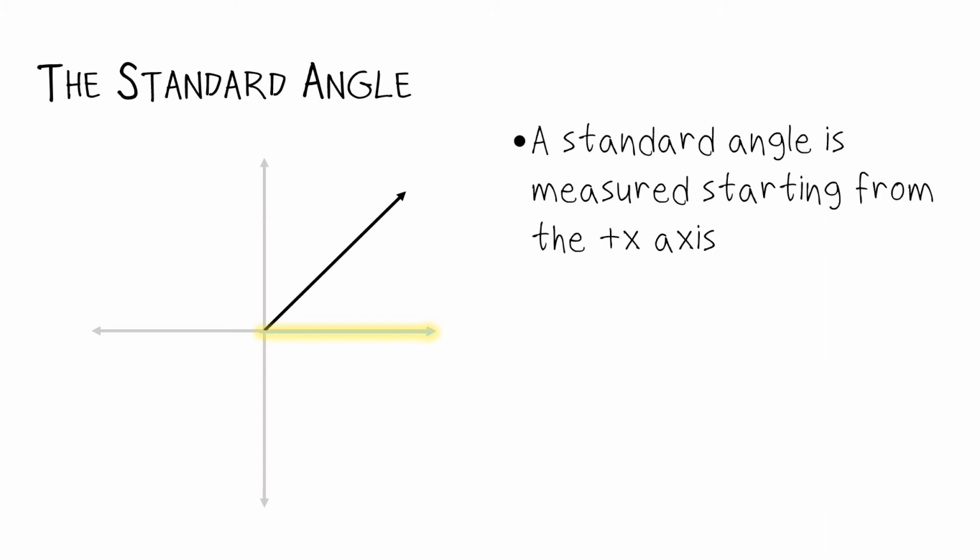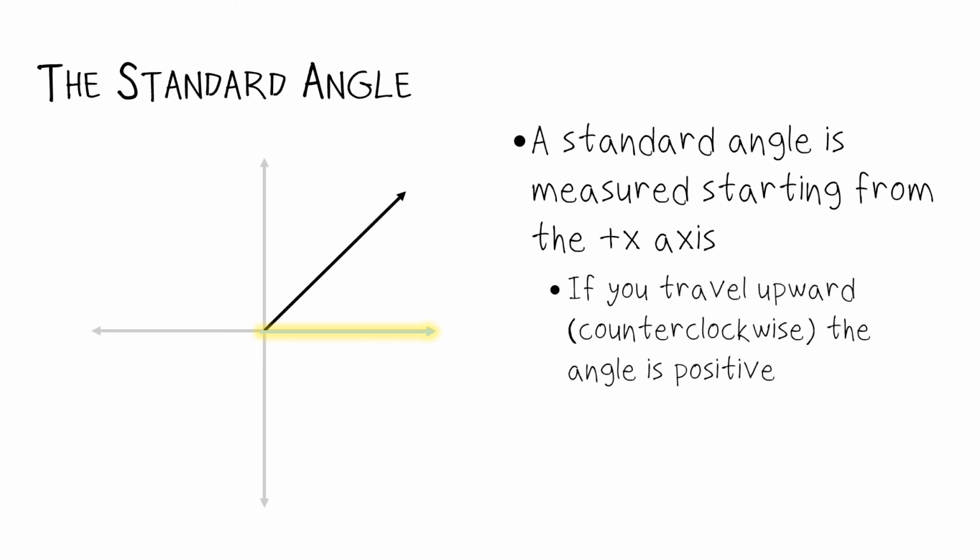If you were standing on the positive x-axis, you could think of a plus and a minus with respect to you standing there. Plus would be up and minus would be down. So if we go up from the positive x-axis, that would be considered a counterclockwise measurement. The angle would be considered a positive angle. So for example, that would be positive 45 degrees.